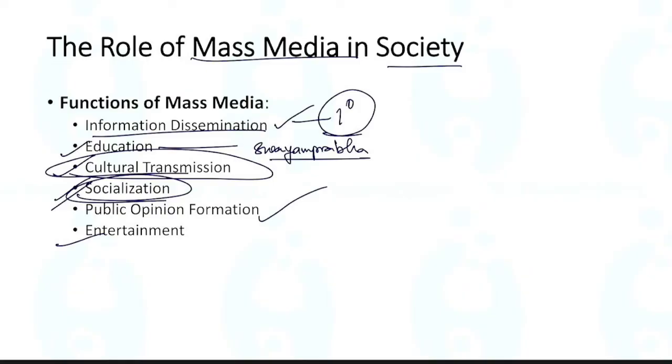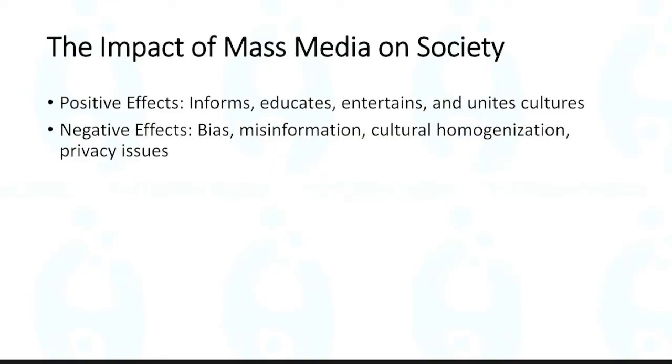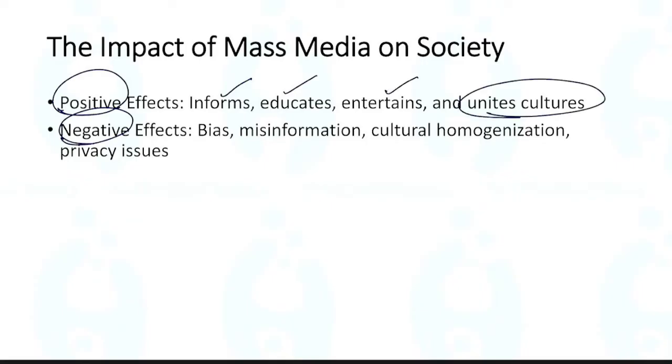First and foremost, and the primary role, is information dissemination. Then comes education, cultural transmission, socialization, public opinion formation, and entertainment. Fine. Now the impact. All these things have two kinds of impact. Obviously, it will be a positive impact or a negative impact, right? So through education, information, entertainment, and cultural unison, there is a positive impact, but there are negative impacts also.